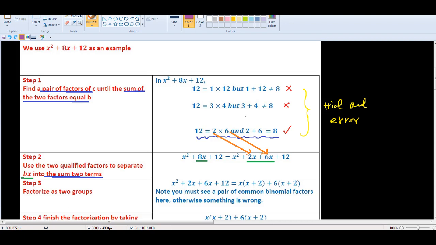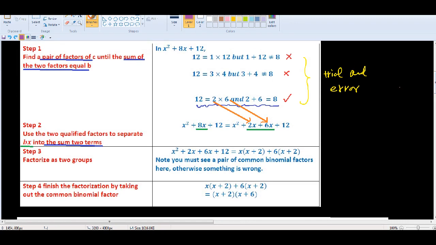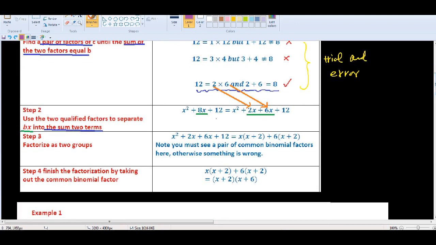You need to check whether the 2 numbers, when added together, will give you the middle term, because you need to use those 2 numbers as 2 terms to separate the middle term. So that's why you have to check whether the sum is the middle term. After this, we have 2x and 6x.